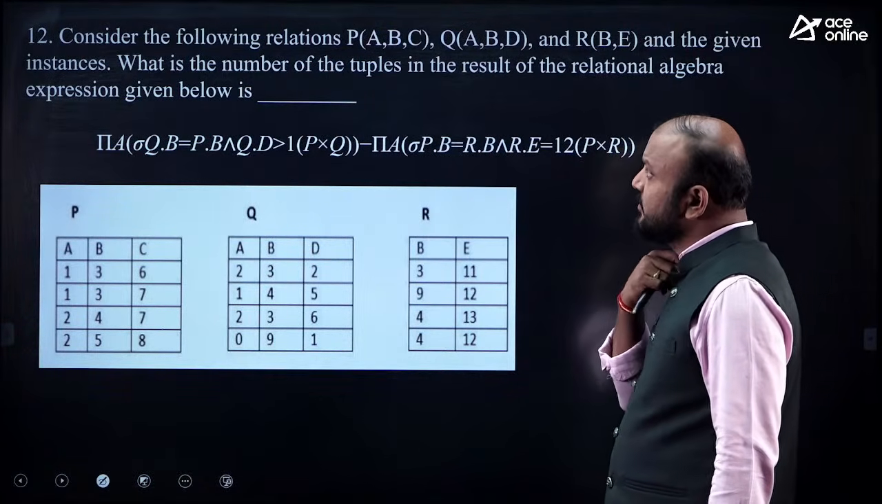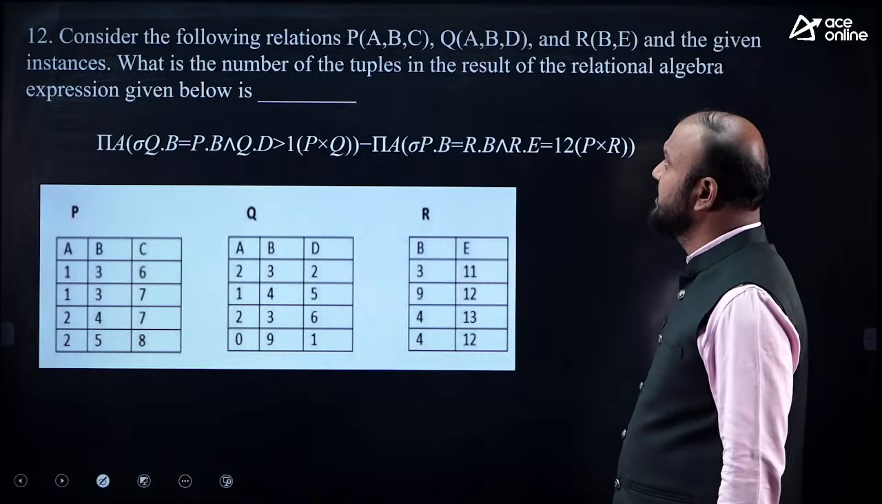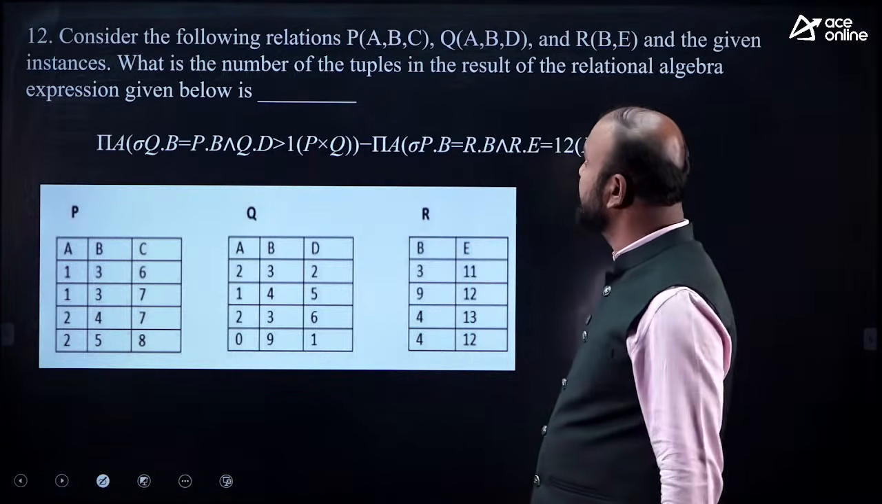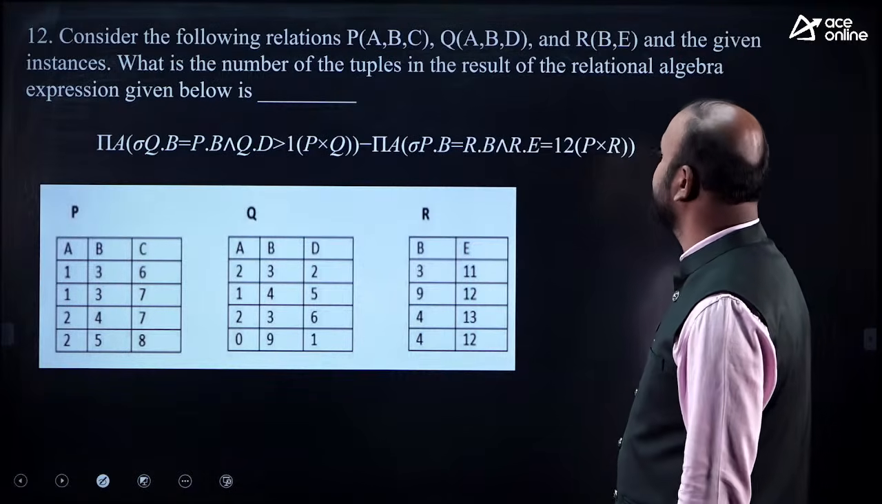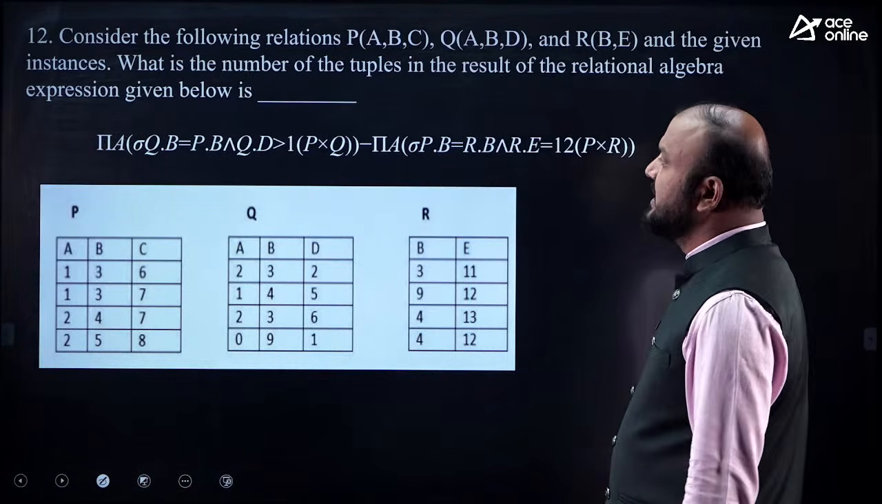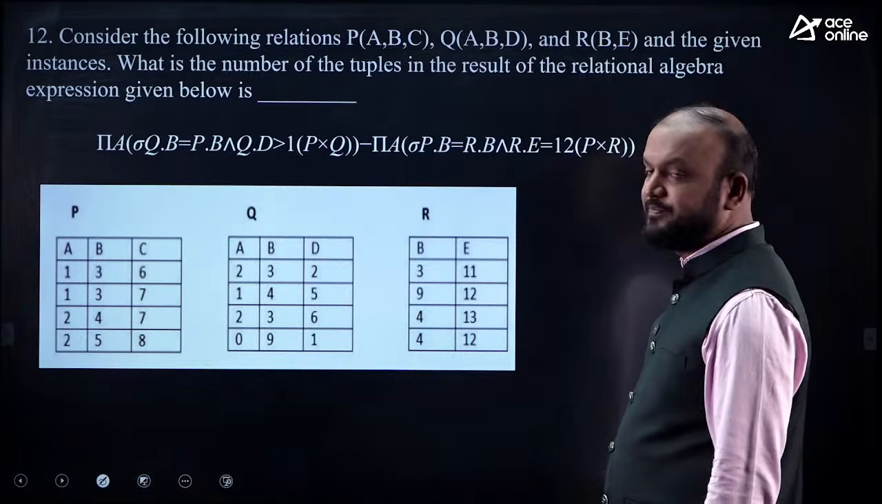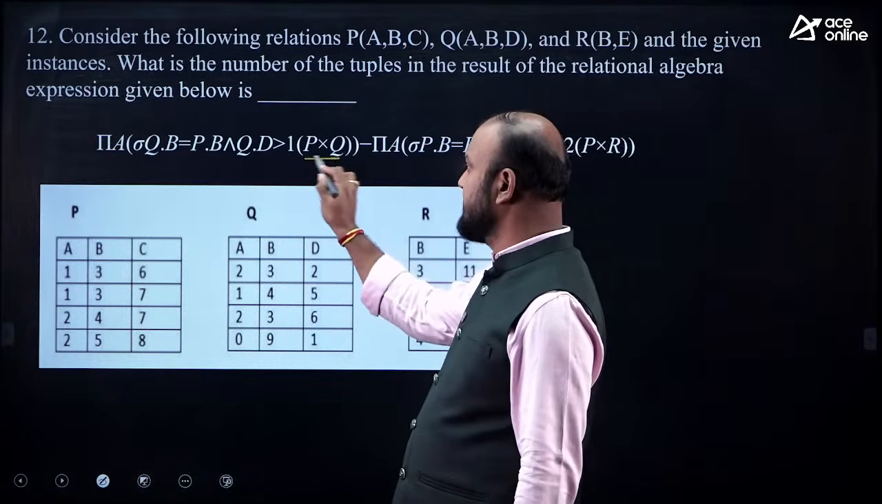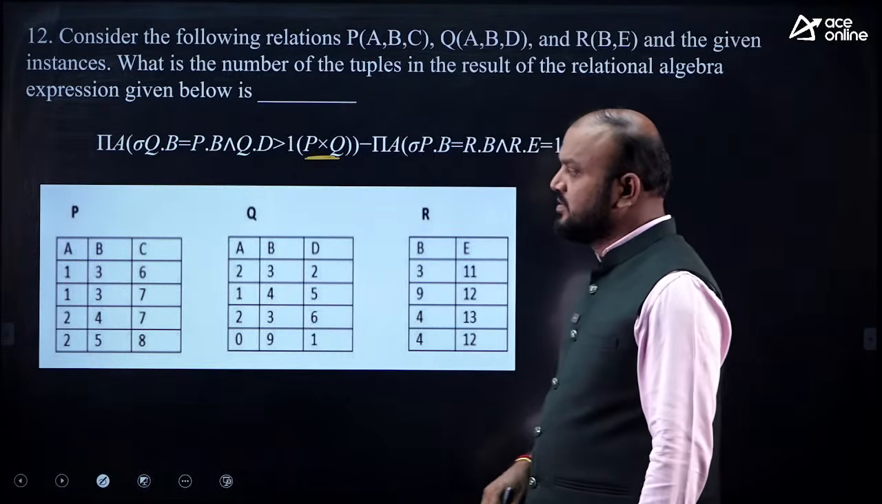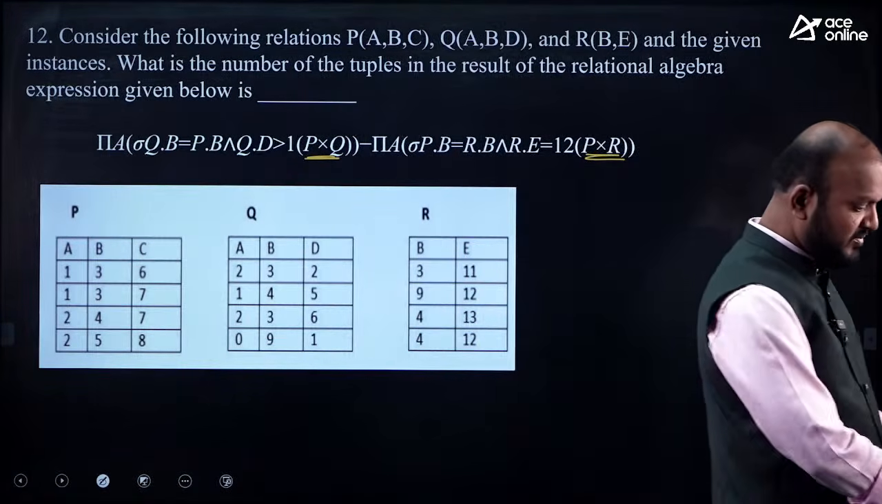With this question: consider the following relations R of A, B, C, Q of A, B, D, and R of B, E, and the given instance. It is a question on relational algebra. What is the number of tuples in the result of the relational algebra expression given below? How many tuples are in the result? So, could you please check it?